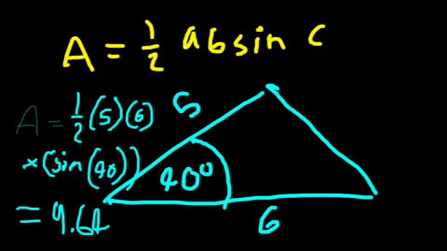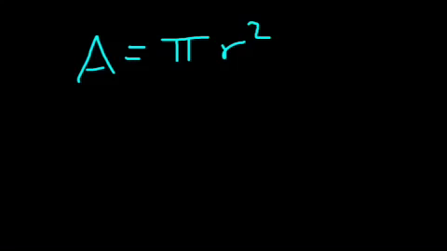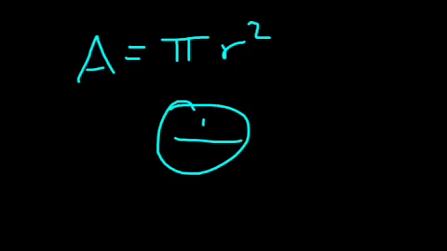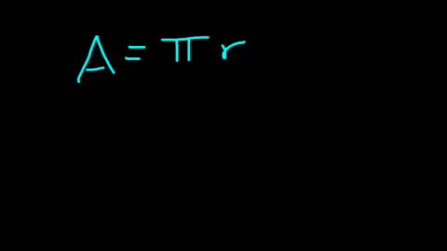Now, we also need to know about circles. For the area of a circle, this is when you're using degrees. You get pi r squared. You also need to know that for the circle like this, where this is r, the area is pi r squared.